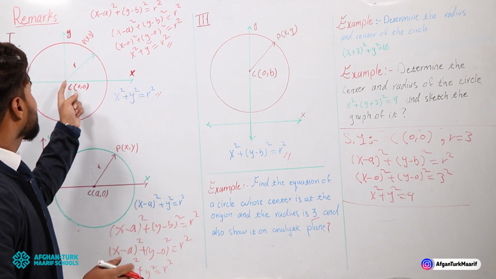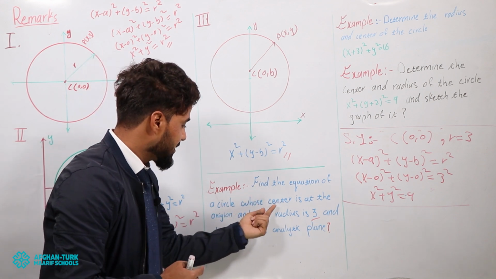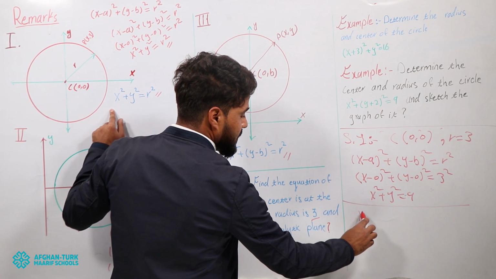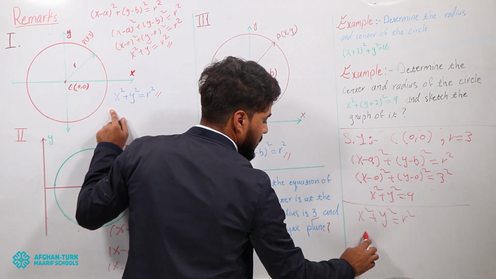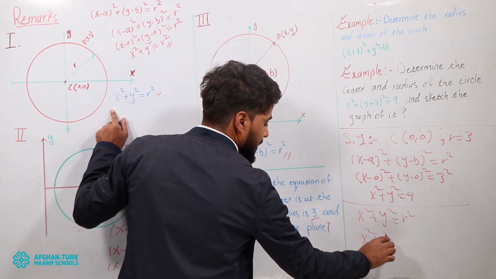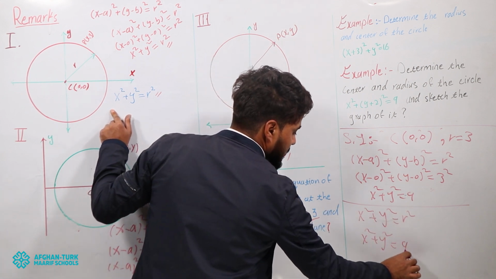In here, the center is located at the origin. Also, the question told us the center is at the origin. So directly we can write that x squared plus y squared is equal to r squared. In here a and b are 0, so x squared plus y squared is equal to r squared. It means 3 squared, which is equal to 9.